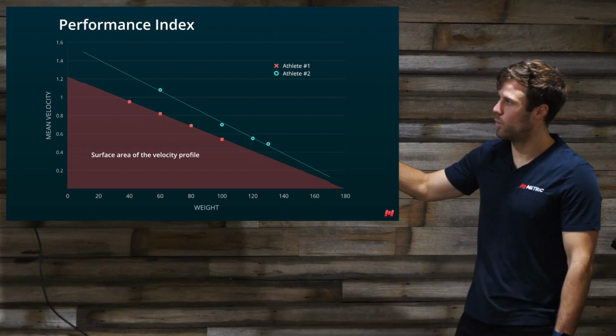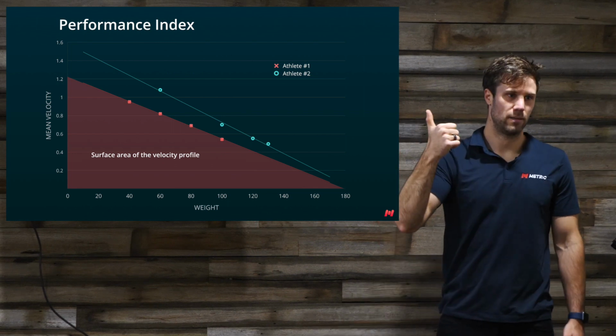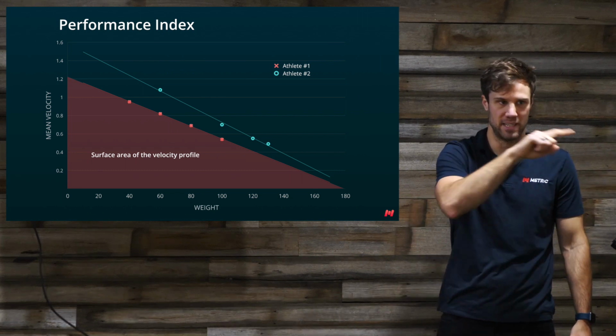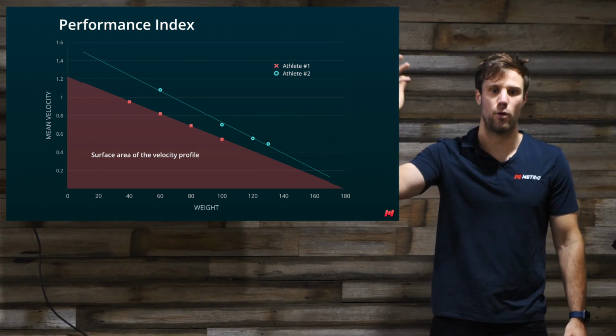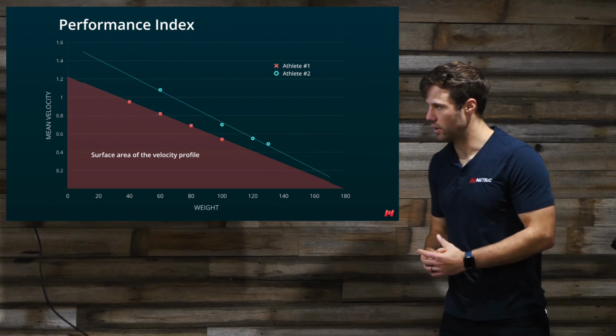It's a cleaner way to just go, okay, what's your index? 107. What was it last week? 105. Cool, progress. Or over an 8-week or a 5-week block, you go, okay, what happened with your performance index? We went up by 10 points or 4% increase. That's huge. Great job, great block. So it's another way of rewarding good training.